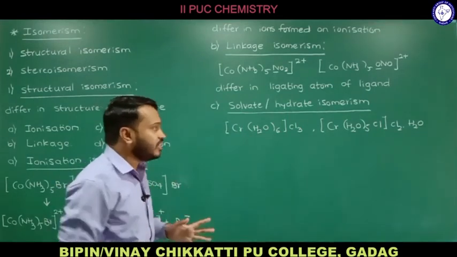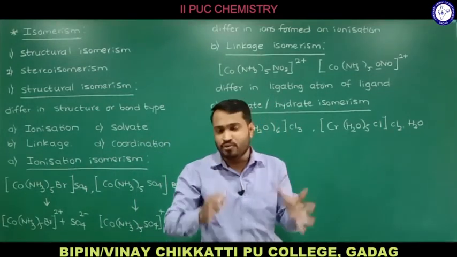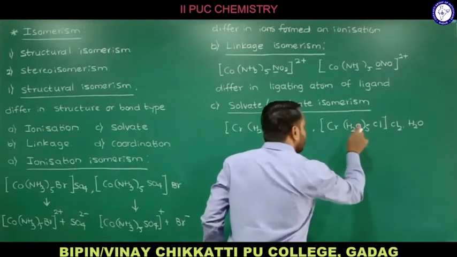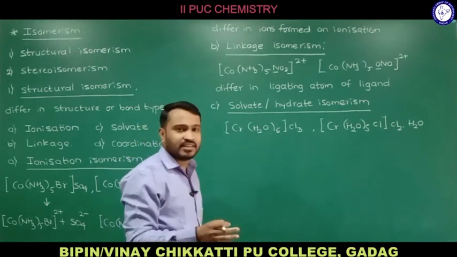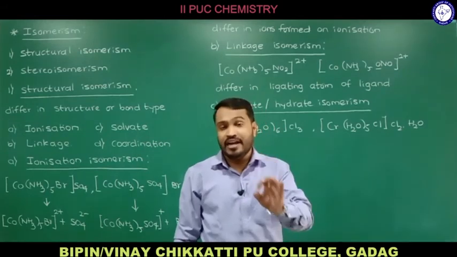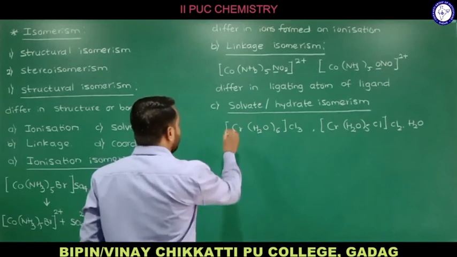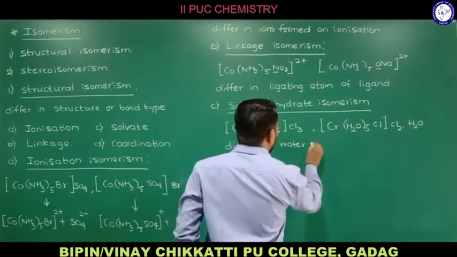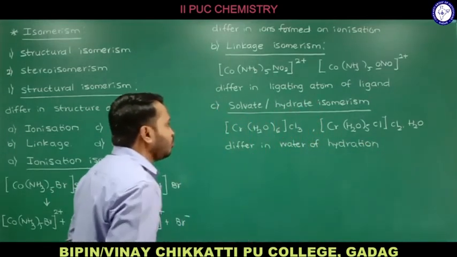So the molecular formula will be the same. What differs here is how many aqua or water molecules we have in the coordination sphere. In one coordination sphere we have 6 water molecules, whereas in this compound inside the coordination sphere we have 5 water molecules. So the water of hydration differs. The complexes containing the same molecular formula but differing in water of hydration are called hydrate or solvate isomers, and the phenomenon is called solvation or hydration isomerism. Water of hydration is the keyword to be written in the definition of solvate or hydrate isomerism.